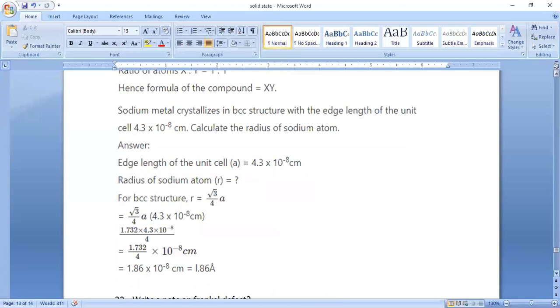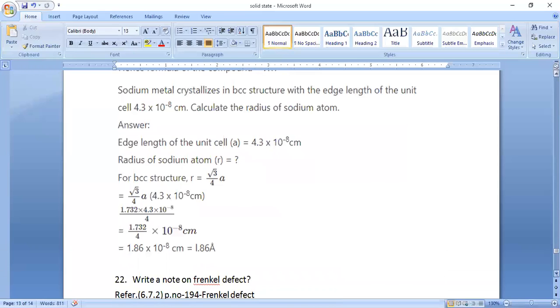So next question. Sodium metal crystallizes in BCC structure with the edge length of the unit cell 4.3 into 10 power minus 8. Calculate the radius of the sodium metal. The edge length, that is A, is given in the question, 4.3 into 10 power minus 8 centimeter. Radius R is asked. So for BCC, the formula for radius is R equals root 3 by 4 into A.